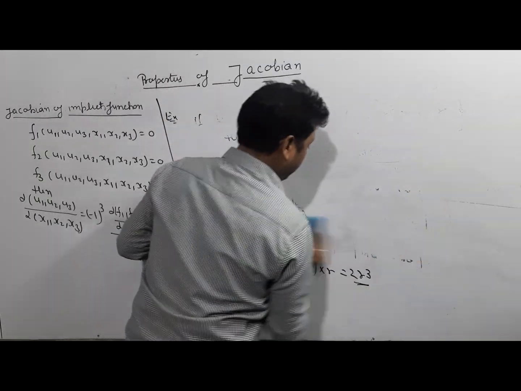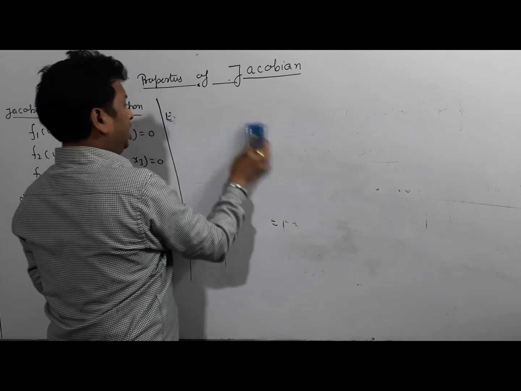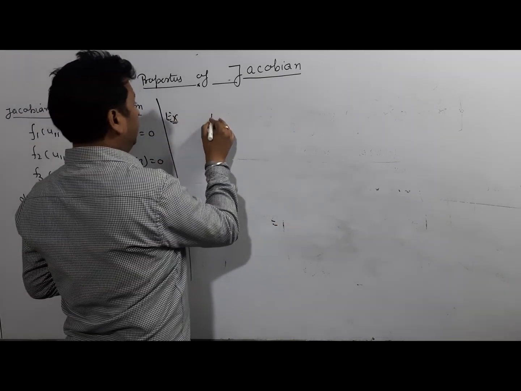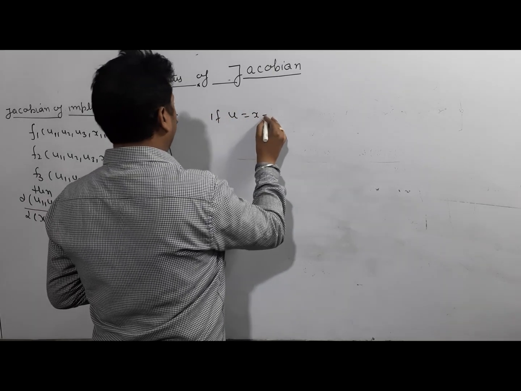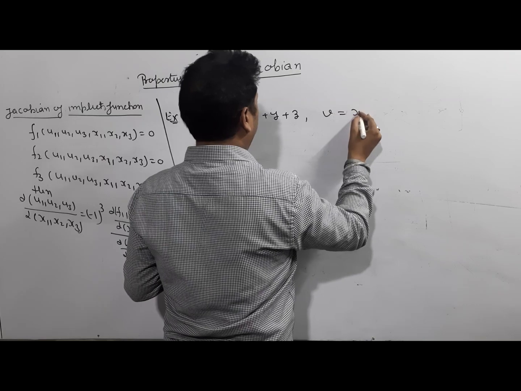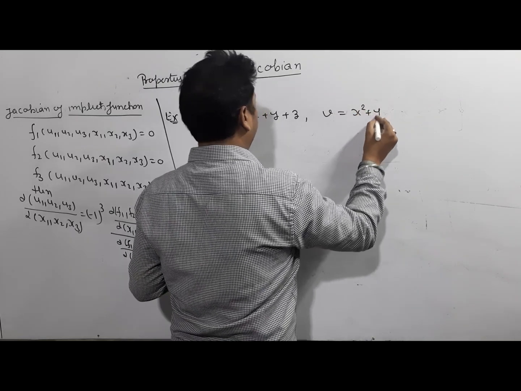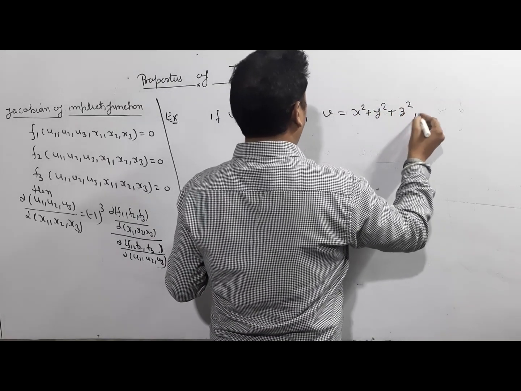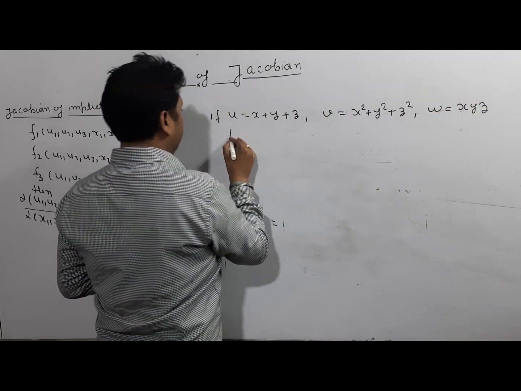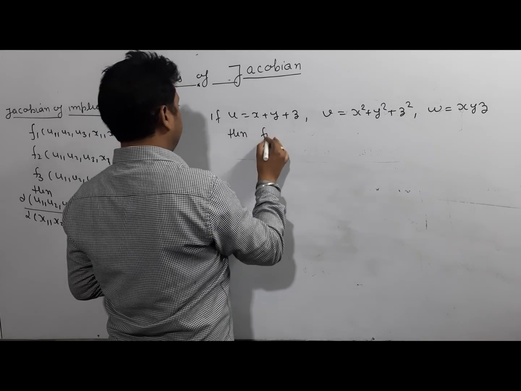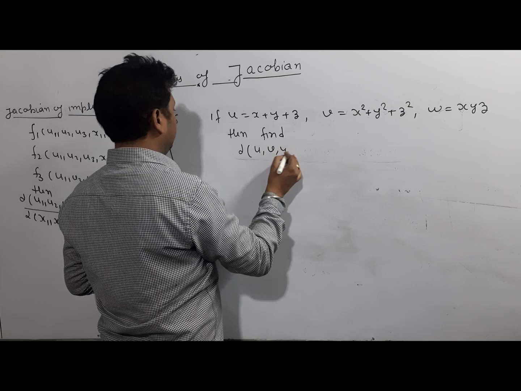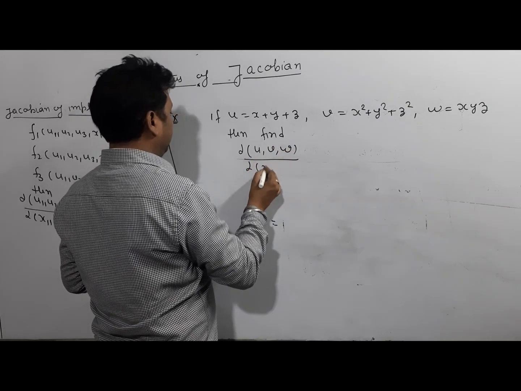For example, I will go for one example. Suppose u is equal to x plus y plus z, v is equal to x square plus y square plus z square, w is equal to xyz. Then find the Jacobian of u, v, w with respect to x, y, z.